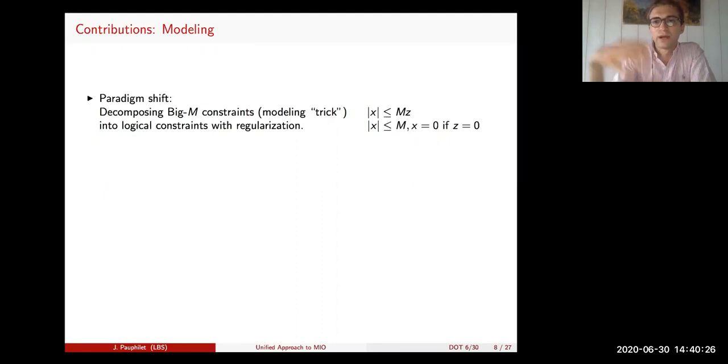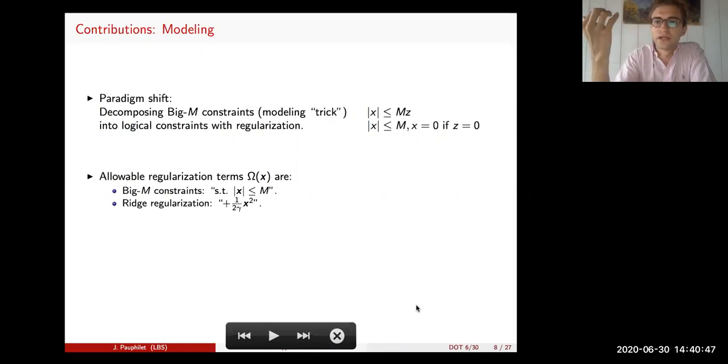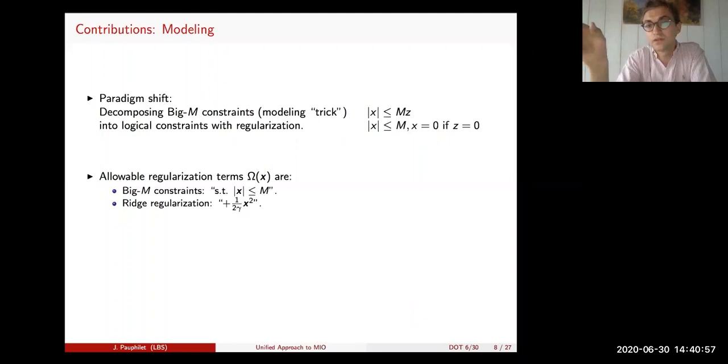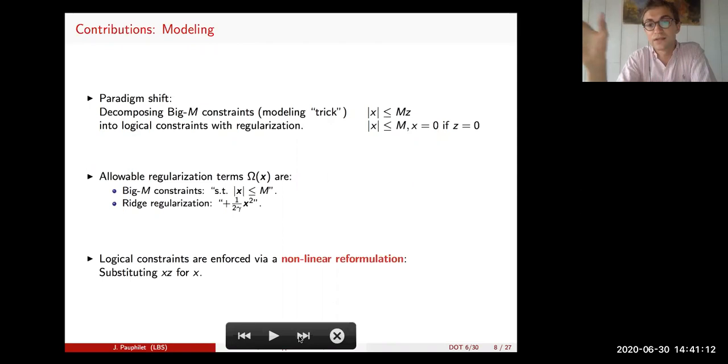Once you agree with me that you can view big M in this way, namely as an interaction between a logical constraint and a regularization, then a natural question to ask is whether there are other regularizations that we can consider and that are viable alternatives to the big M. In this work, we consider two potential alternatives. The first one is the big M constraint, a hard constraint on the magnitude of X. The second one is a ridge regularization term, namely a strongly convex quadratic term in the objective. To cope with the logical constraints, X equals zero if Z equals zero, we simply account for it with a nonlinear transformation of our variables, namely replacing X by X times Z whenever it appears in our problem.